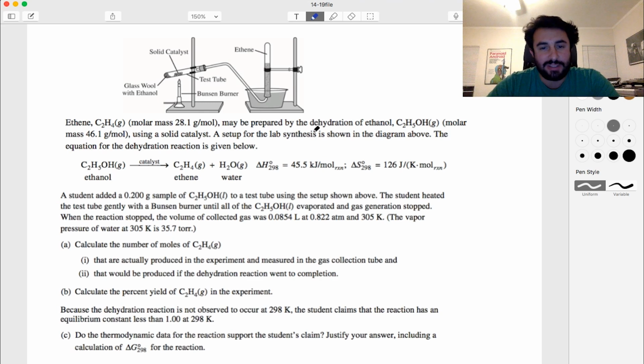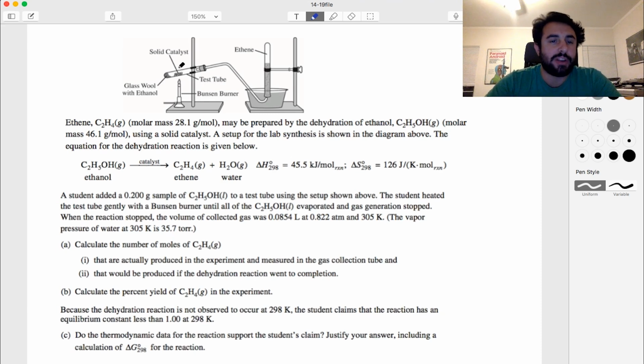A setup for the lab synthesis is shown in the diagram above. This is the equation for the dehydration reaction. And we've got a delta H value and we've got a delta S value. So change in enthalpy and change in entropy. These are both standard values. So we're at 298.